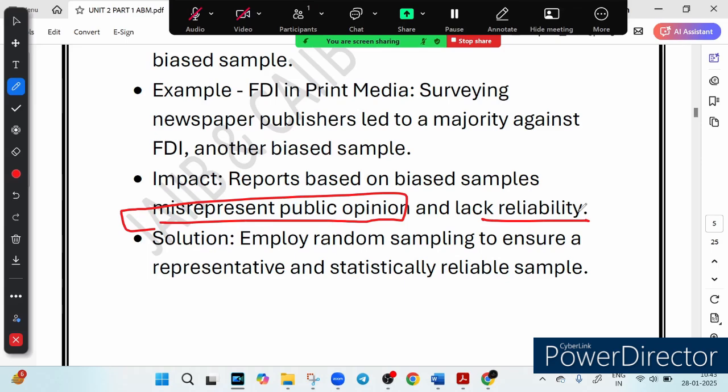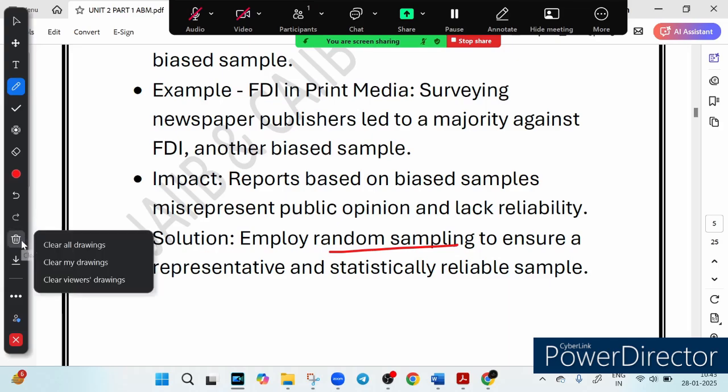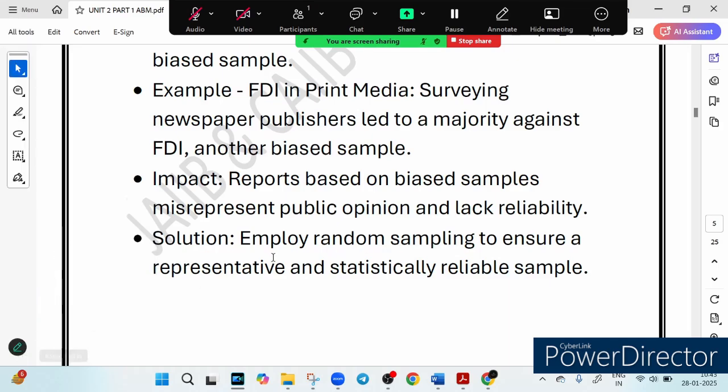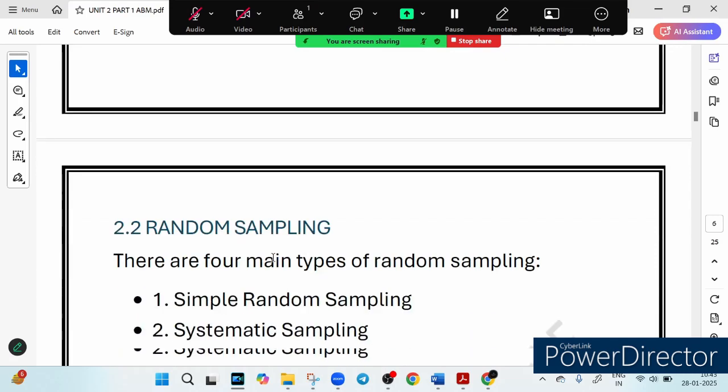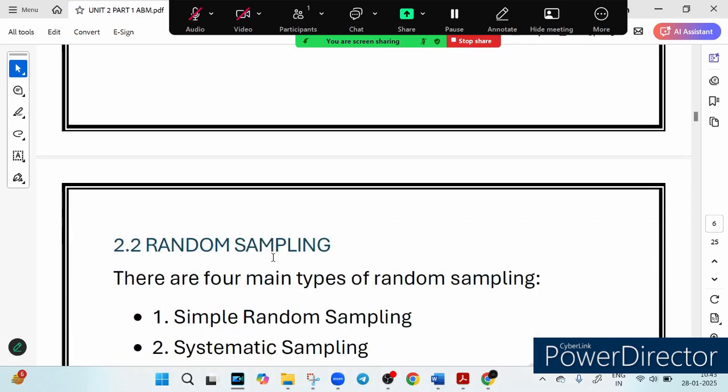So what is the solution? The solution is simple: random sampling. We know the problem, and we have the solution. This method ensures that every individual in the population has an equal chance of being selected, giving you a representative and statistically reliable sample.